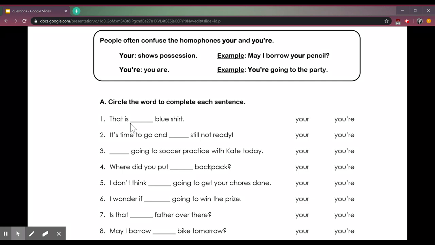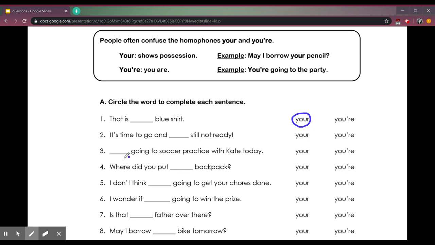So I'm just going to say your with the sentence and we'll figure out which one is which. So if I say, that is your blue shirt. If I can say you are and it makes sense, then that means I use the contraction. If it doesn't make sense, that means we're talking about something being possessive. That is you are blue shirt. That doesn't make any sense. So I must be talking about, when I say that is your blue shirt, the blue shirt that belongs to you, which means that I would use this your.